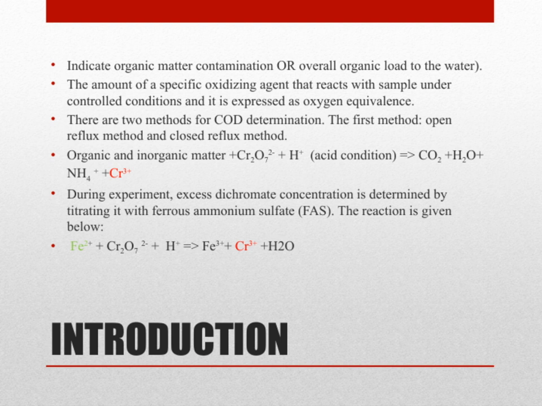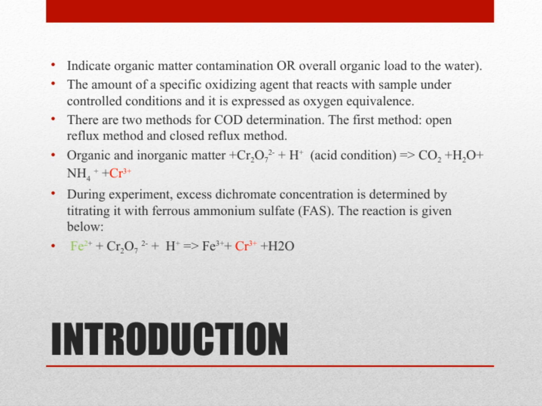There are two main methods for determining COD: the open reflux method and the closed reflux method. Both methods involve reacting the organic and inorganic matter with a strong oxidizing agent, specifically dichromate ions, in acidic conditions. The chemical reaction produces carbon dioxide, water, ammonia, and chromium ions in different oxidation states.